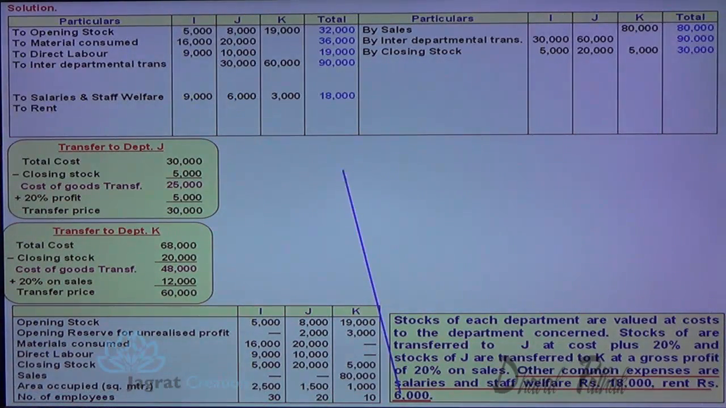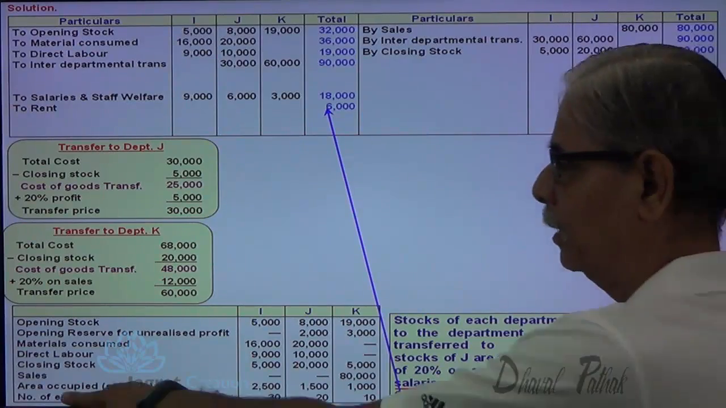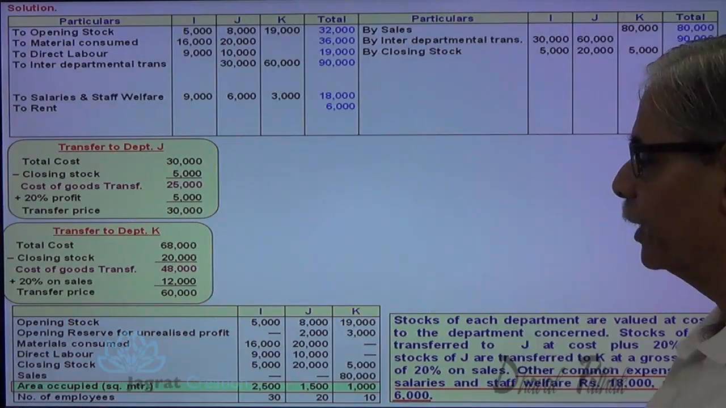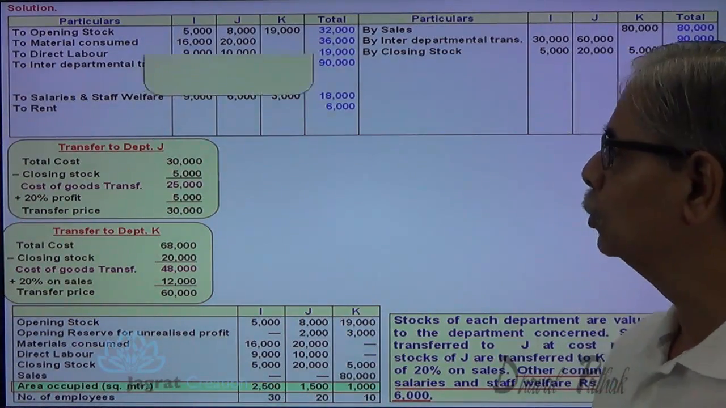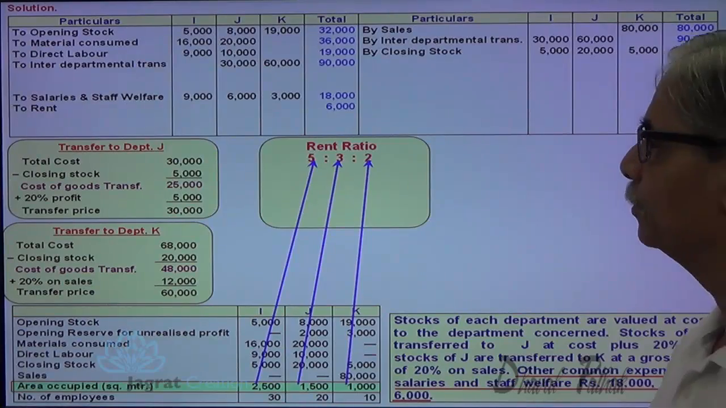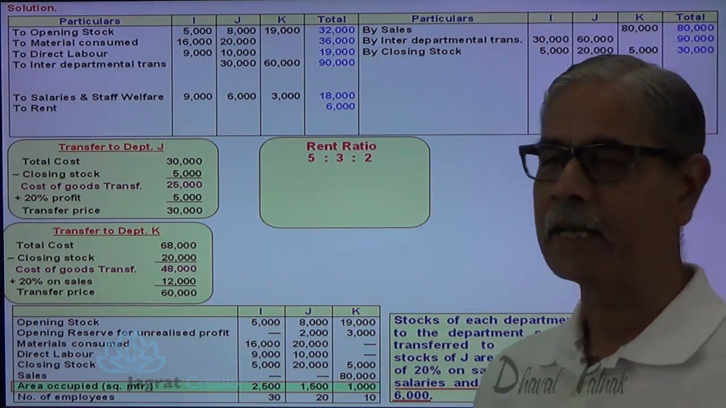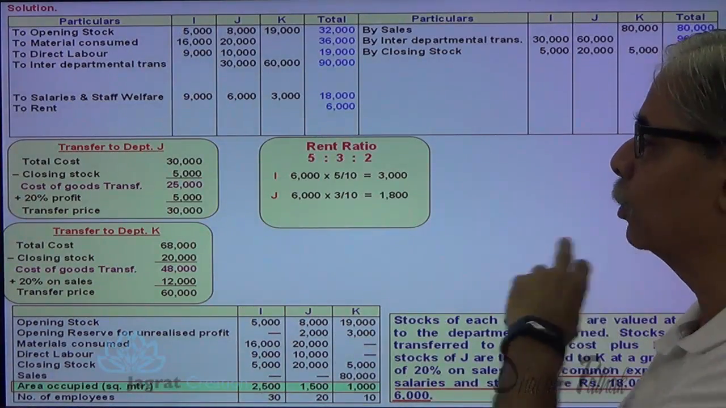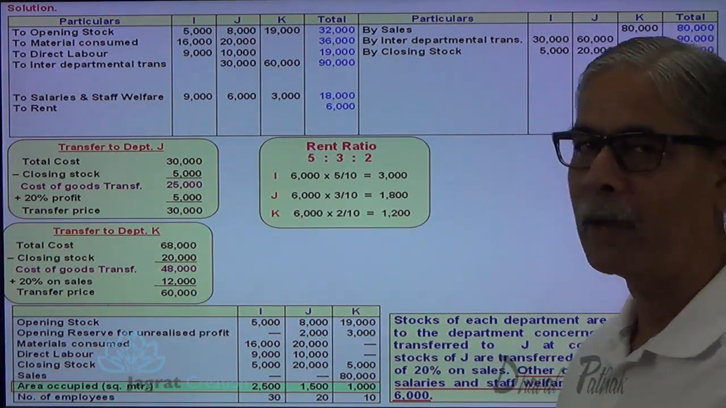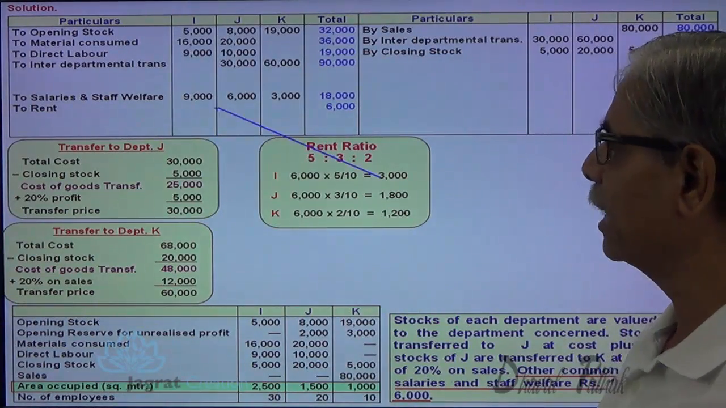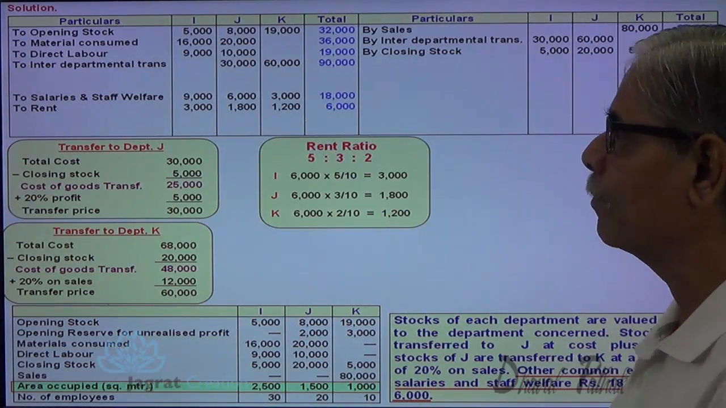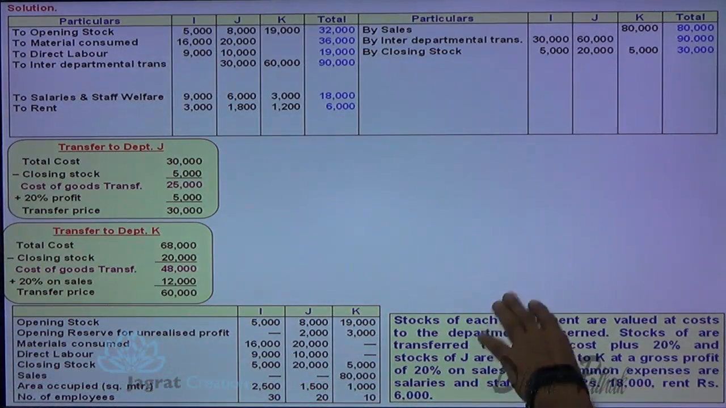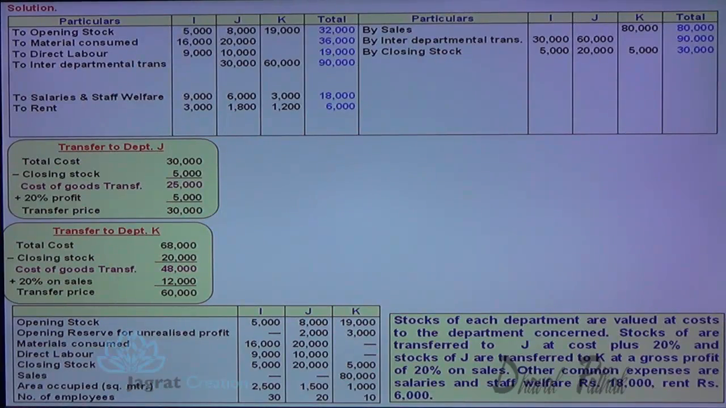Now rent 6,000. Area occupied is given to you. 25:15:10. So 5:3:2. 6,000 distributed in the ratio 5:3:2. So 6,000 into 5 by 10, 6,000 into 3 by 10. For K 6,000 into 2 by 10. This rent gets debited to the debit side of profit and loss account. This is how it gets debited. Now this is how distribution of expenses has occurred.